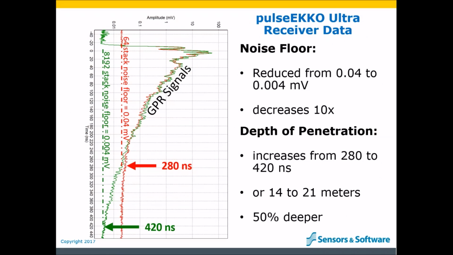Now let's do the same analysis on this data as we did with the earlier data. In going from 64 to 8,192 stacks, the noise floor decreased 10 times. It is 10 times smaller than it was before. The depth of penetration increases from about 280 nanoseconds to about 420 nanoseconds, or 14 to 21 meters, 50% deeper penetration.